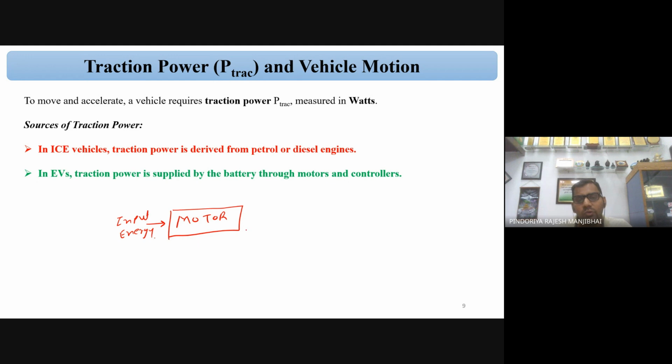So how much input energy do we have to give to drive our vehicle, correct? Maybe the motion is 10 kilometers per hour, maybe 5 kilometers per hour. So how much power do we have to give? So there is a traction power.